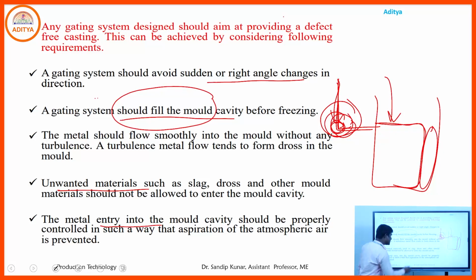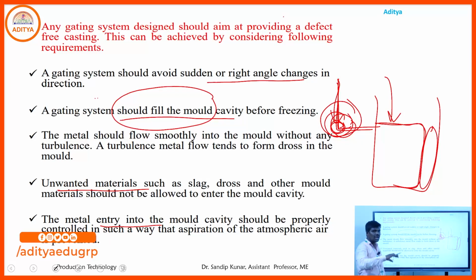And the fifth one, metal should enter the mold cavity in such a way that air is removed from those portions. You always avoid the aspiration effect and also gas porosity. Some passage is required so that gases are removed from the mold cavity. Otherwise, if gas is present inside the product, the strength and shape of the product are not good.